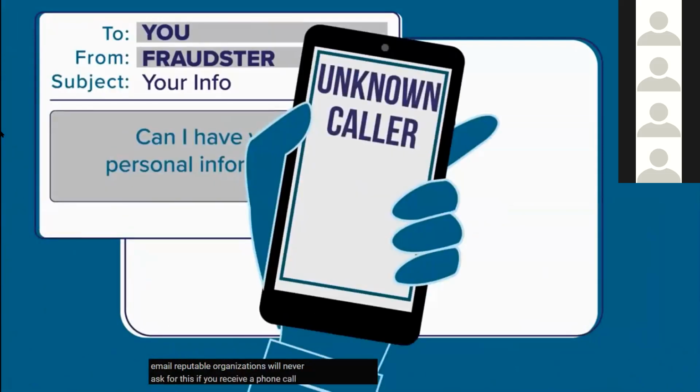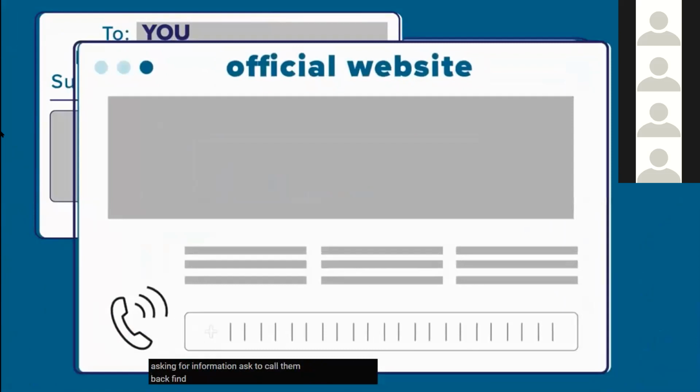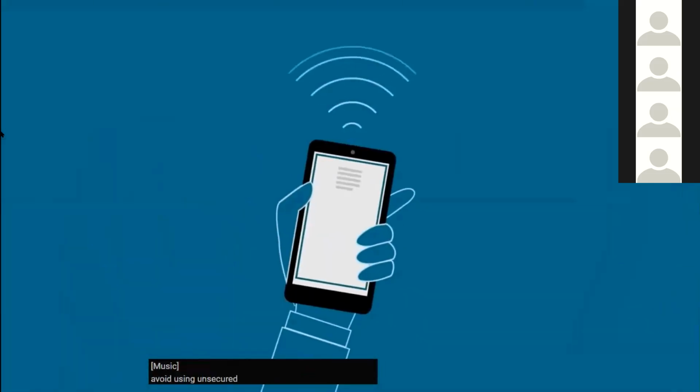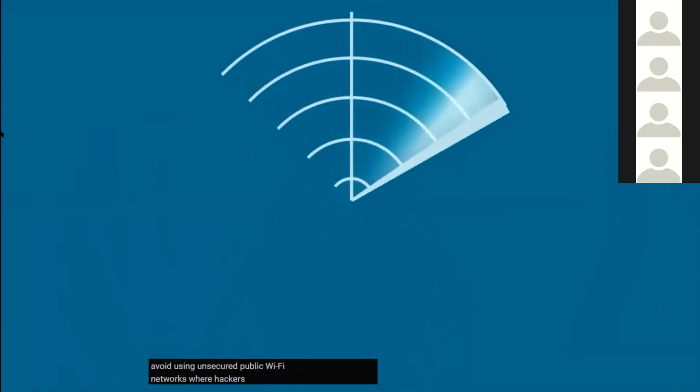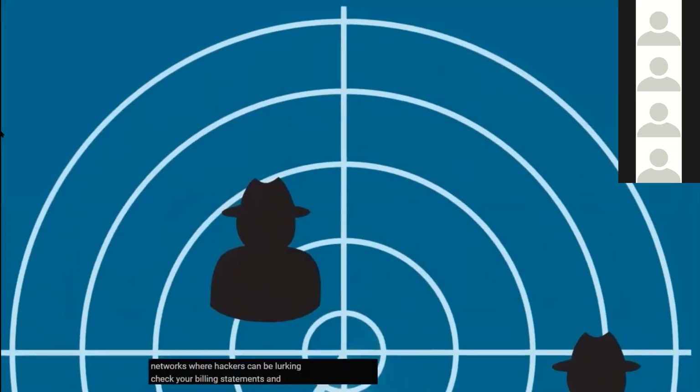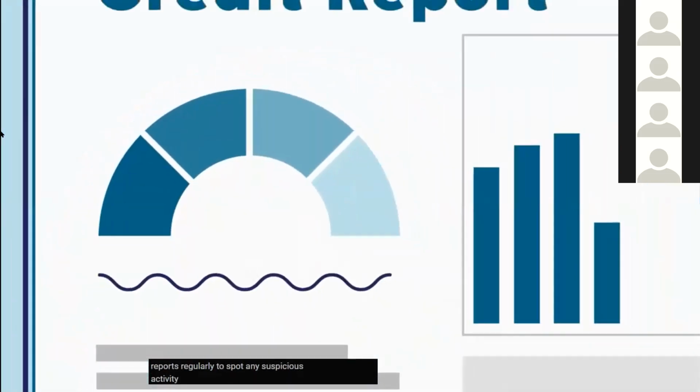If you receive a phone call asking for information, ask to call them back. Find their official phone number online and call that number back to verify the claim. Avoid using unsecured public Wi-Fi networks where hackers can be lurking. Check your billing statements and credit reports regularly to spot any suspicious activity.